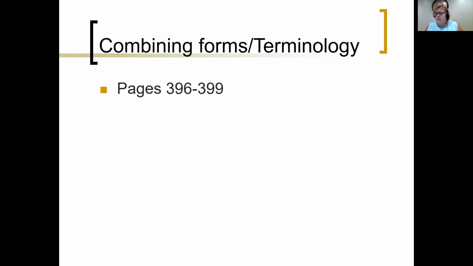A valvotomy would be to cut into a valve. Vaso means vessel. Vasoconstriction means constricting or narrowing of a vessel.